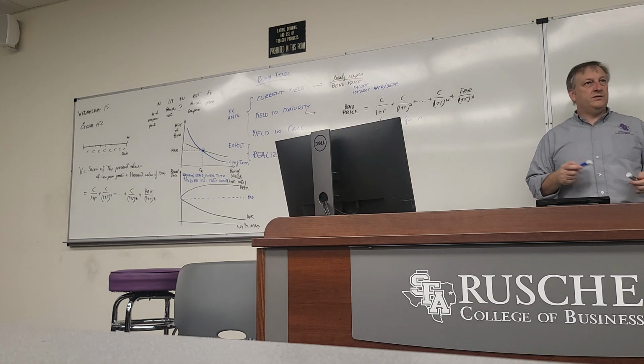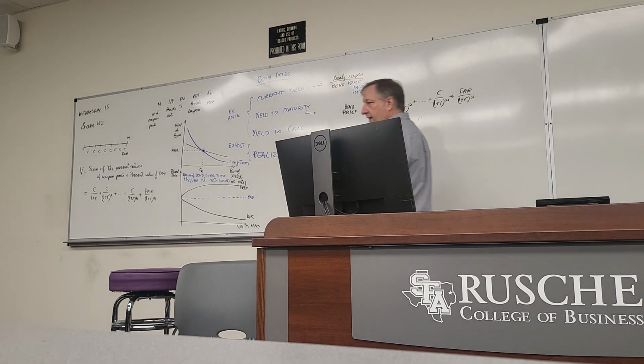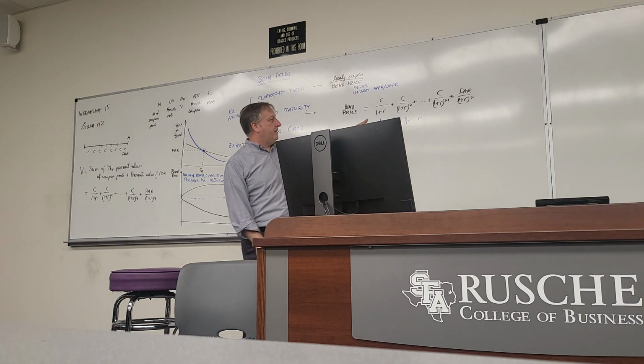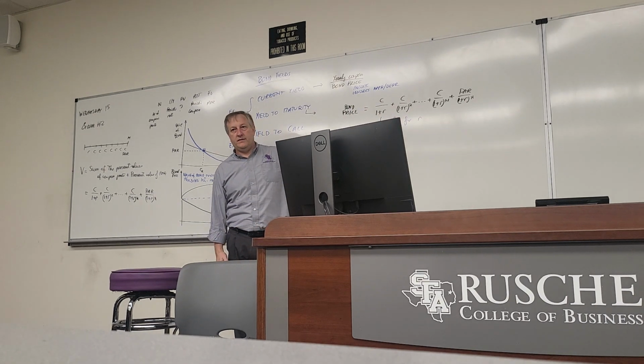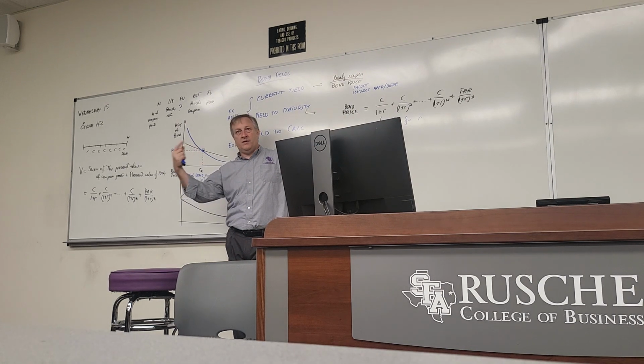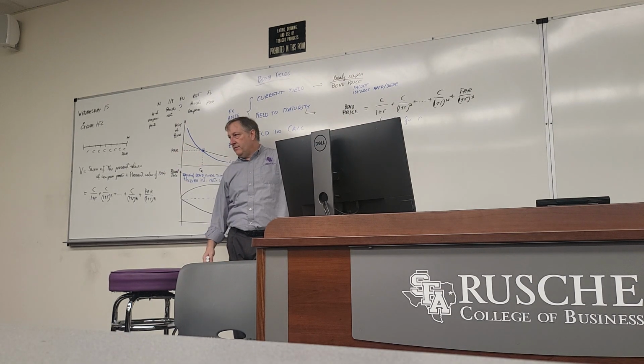For numerical methods, when you do this with a calculator, the calculator will pick a number for R, calculate the right-hand side, and compare that to the left-hand side. If the two numbers are not the same, it's going to pick another value for R. And it's going to keep doing that until the right-hand side is equal to the left-hand side, okay?